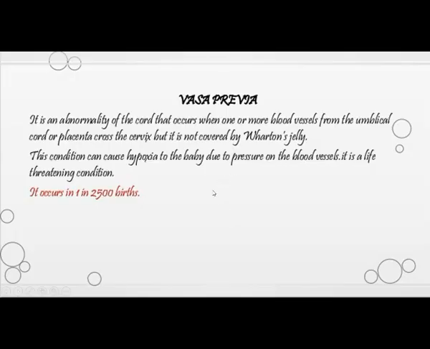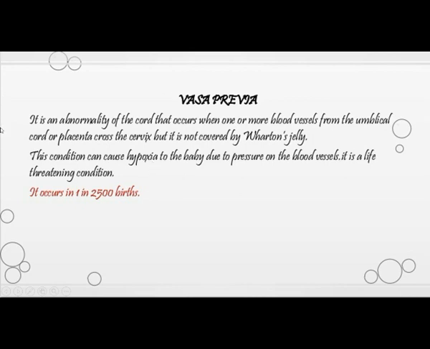Hi students, let's discuss the next condition, vasa previa. It is an abnormality of the cord that occurs when one or more blood vessels from the umbilical cord or placenta cross the cervix, but are not covered by Wharton's jelly. We already explained cord presentation, but in cord presentation the umbilical cord with Wharton's jelly crosses the presenting part. But this one is blood vessels without Wharton's jelly that may cross the presenting part.